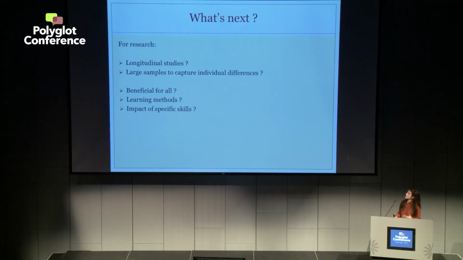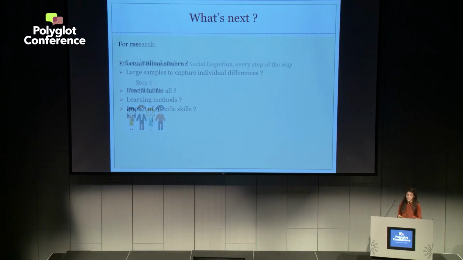Also, as you saw, many reported that the learning environment and the learning methods were really important in their ability to learn the language. So maybe we would need to better understand what would be the best learning methods for them. And we also need to understand the impacts of bilingualism upon their skills. Are there some specific skills that are influenced by bilingualism? And that brings me to what's next for me.